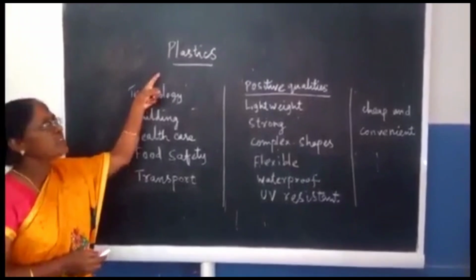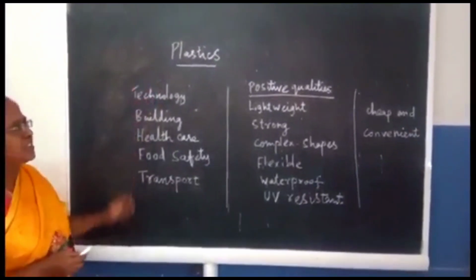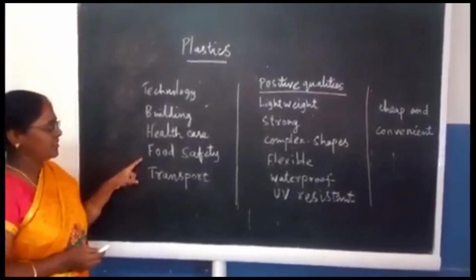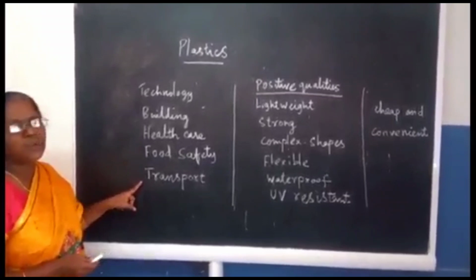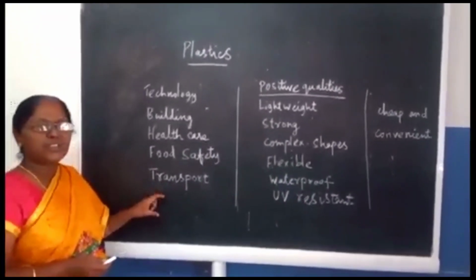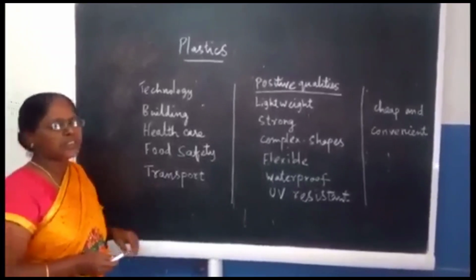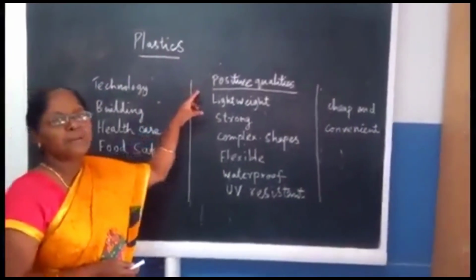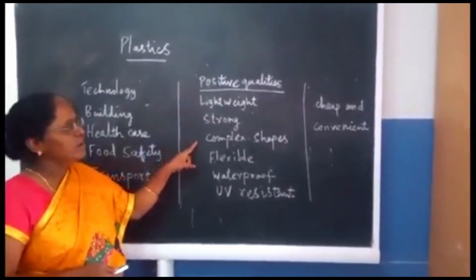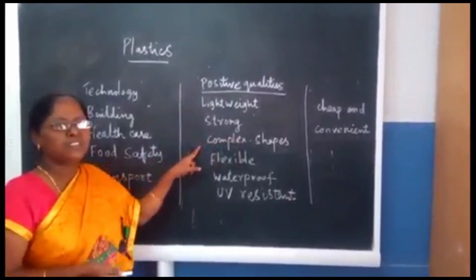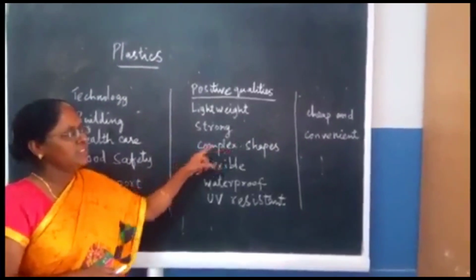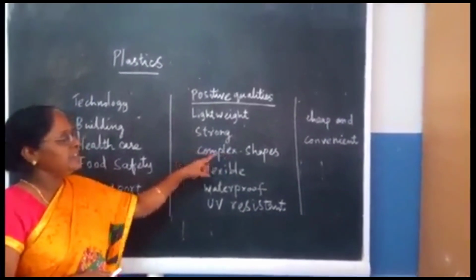Plastics help us to make advancement in technology, building, healthcare, food safety and transport. These plastics occupy our life because of their characteristics and qualities. So these are some positive qualities. They are lightweight, strong, and can be molded into complex shapes. Complex means difficult, so it can be molded into difficult shapes.